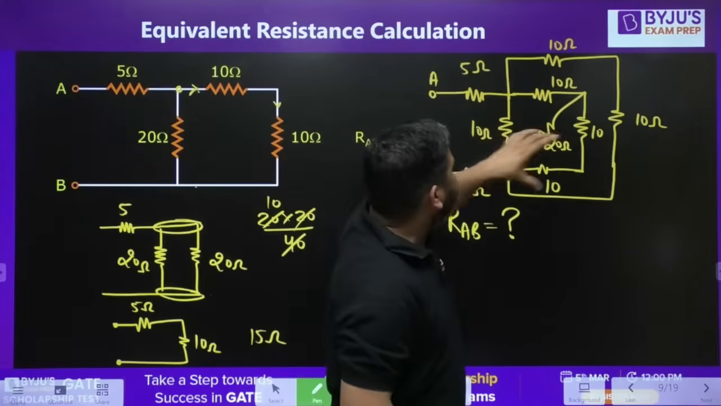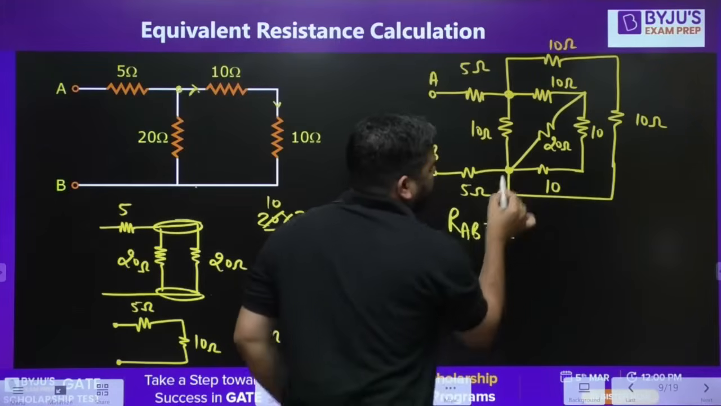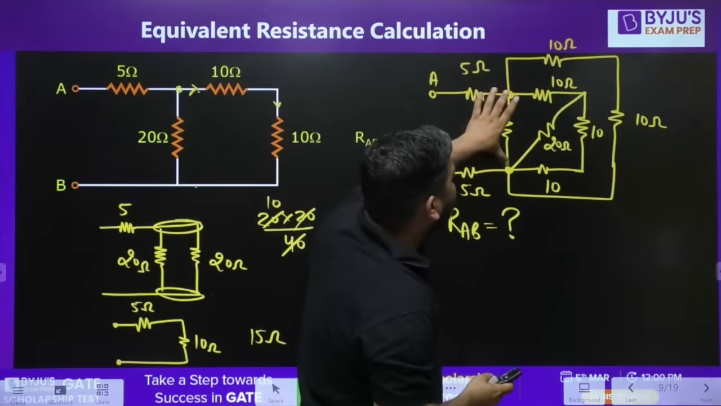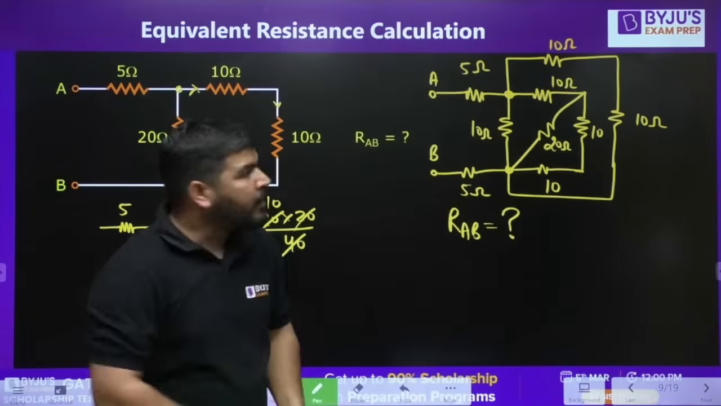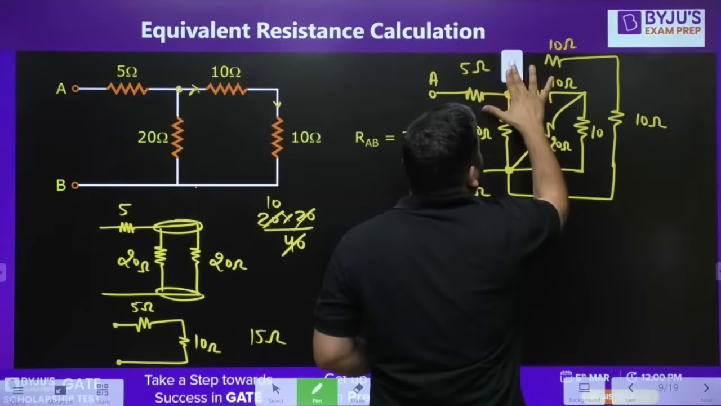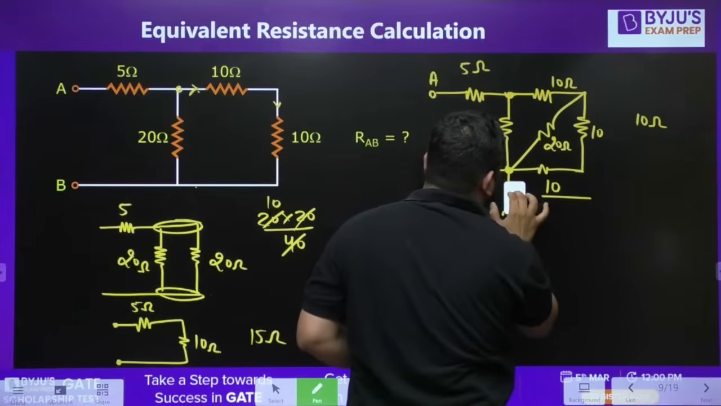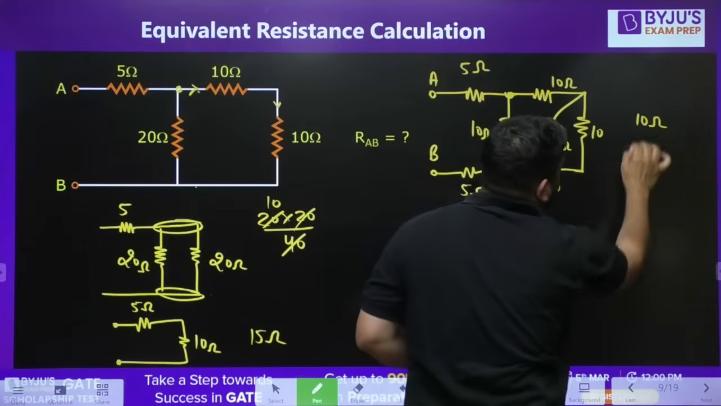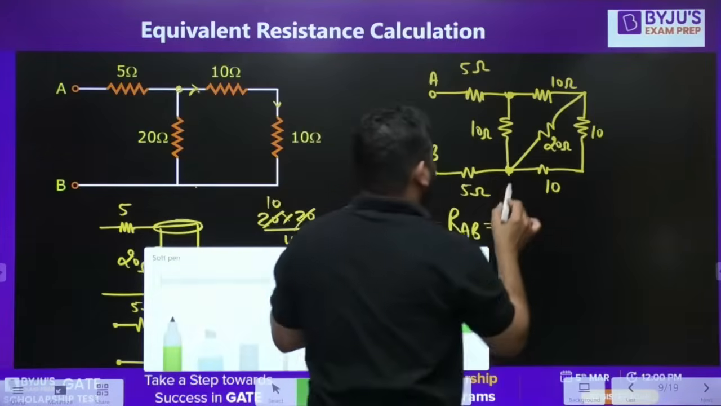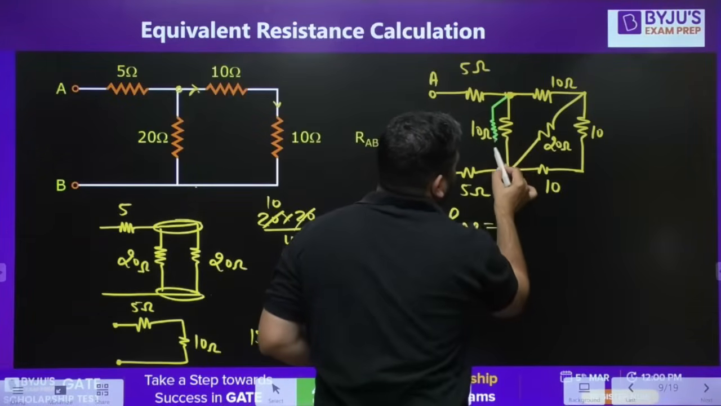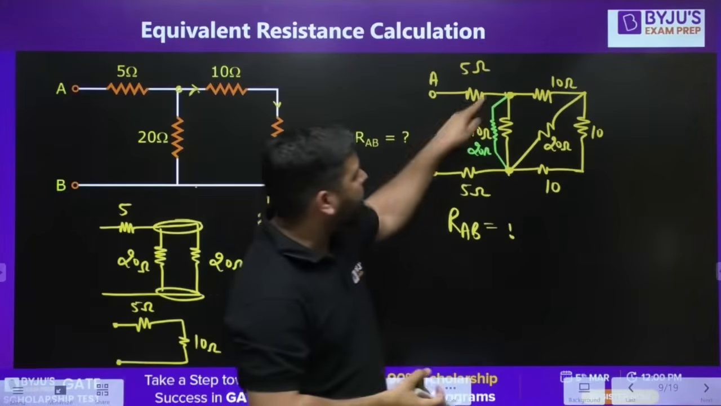And this branch is in parallel with this 10 ohm, because you can see that this 10 ohm is again between these 2 points, and this 20 ohm is also between these 2 points. So you can replace this entire branch of 20 ohm, and you can put it here. Let me change the color. Is it clear, guys? This is 20 ohm between these 2 points.